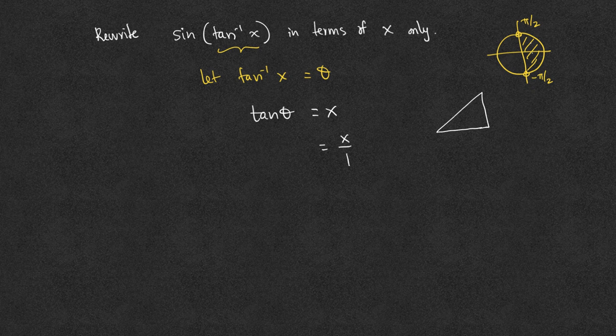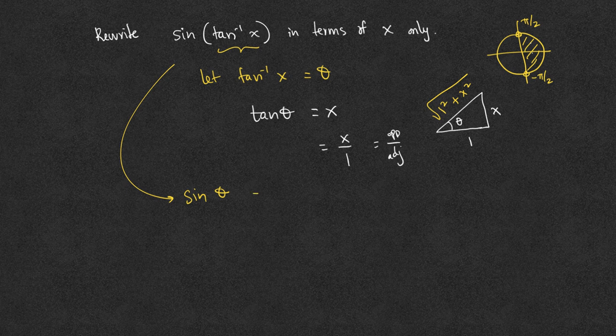Using the generic right triangle, we label theta. Tangent is opposite over adjacent, so we would label the opposite side to theta as x and the adjacent side 1. The missing side is the hypotenuse, which is 1 squared plus x squared, and then we square root it. The question is now finding sine of theta, where theta is tangent inverse of x, using this right triangle. If somehow we can find sine of theta, then we are done.